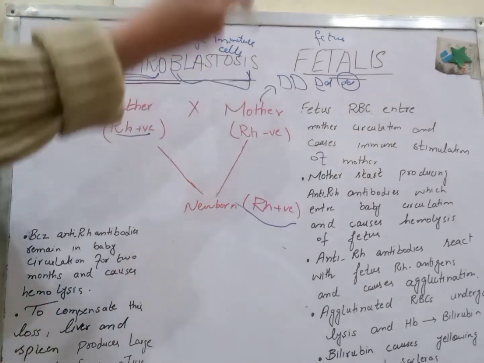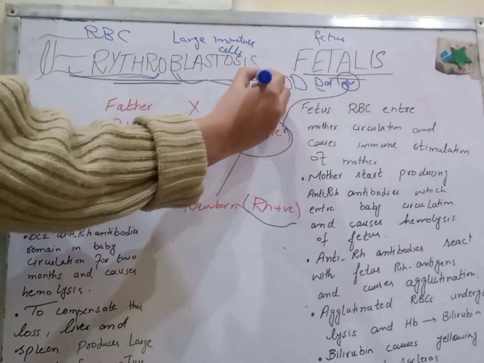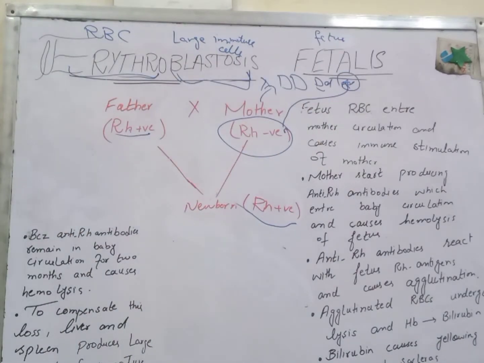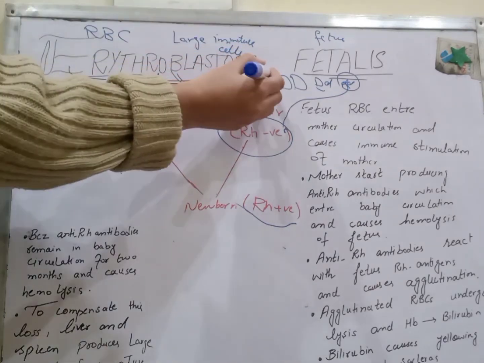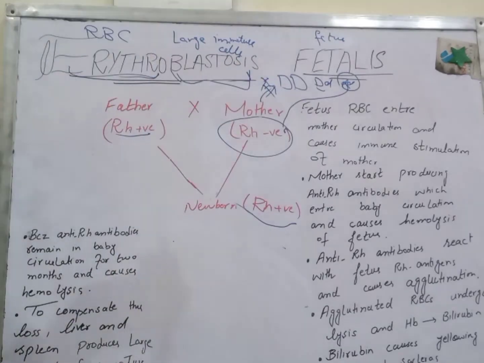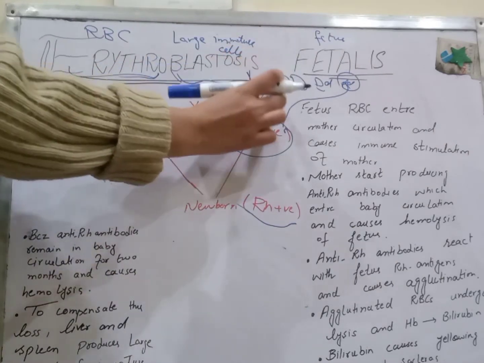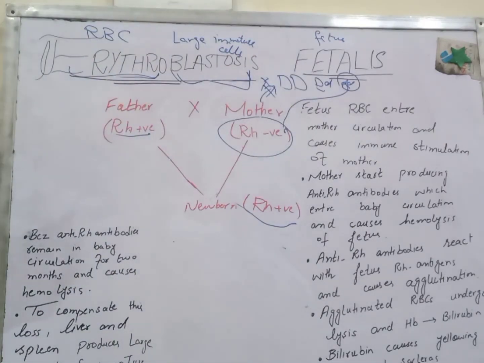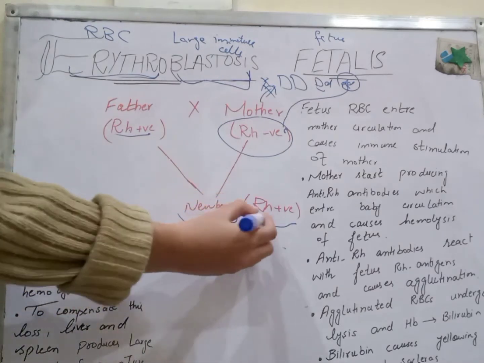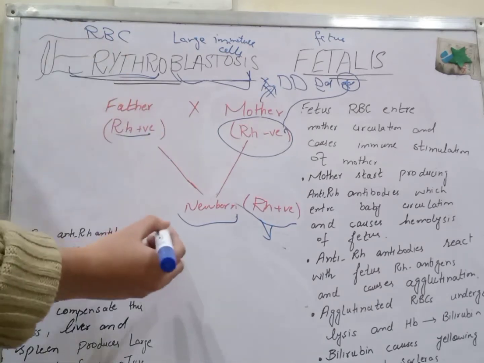So this was a fact. Mother is Rh negative means that mother has no Rh antigen, and if the mother's blood is not exposed to the Rh antigen, then there will obviously be no Rh antibody. So mother's blood contains no Rh antigen and no Rh antibody, while the newborn's blood contains Rh antigen, because the baby is Rh positive due to his or her father.